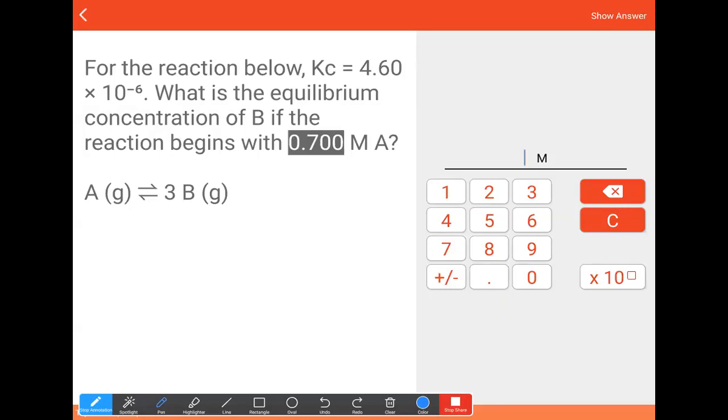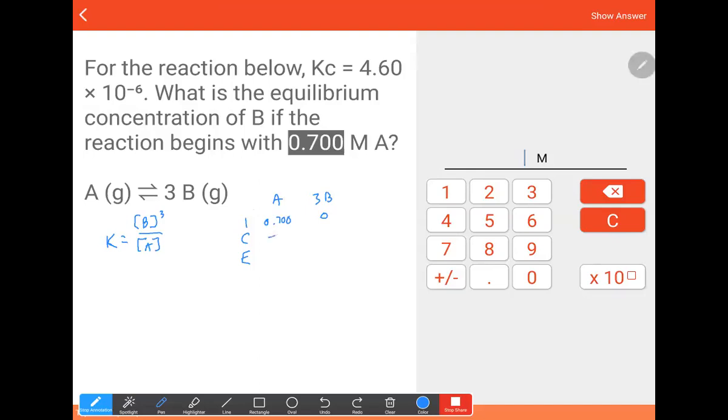So first thing we always want to do with these is to write our equilibrium constant expression. In this case, it is K is equal to the concentration of B cubed over the concentration of A. So that'll be good to know. We also want to write our ICE table. So we have A, we have 3B, and we're starting with 0.700 of A and 0 of B. So we know it's going to go in the B direction to products because we don't have any B.